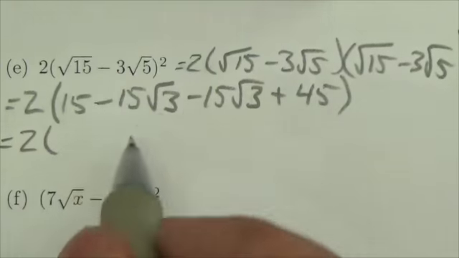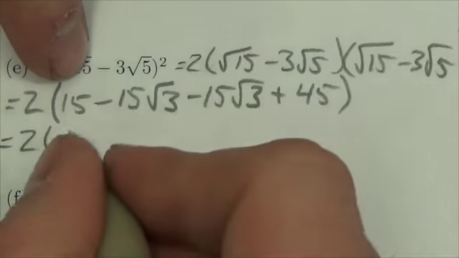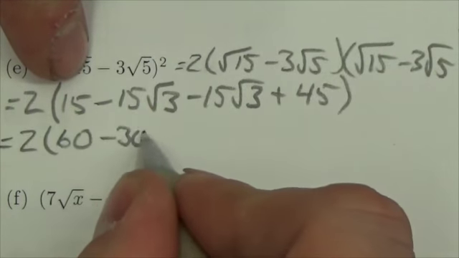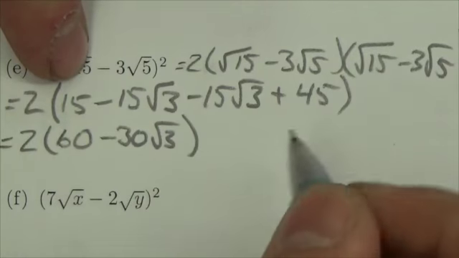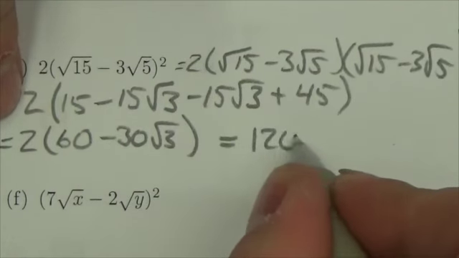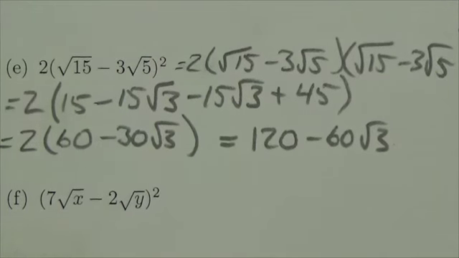So, I still have that 2 out front here. Let's just simplify this a little bit. 15 plus 45 will be 60. Minus 15, so minus 30 root 3. And multiplying that 2 now through, we'll get 120 minus 60 root 3. And that's the answer that they're hunting for.